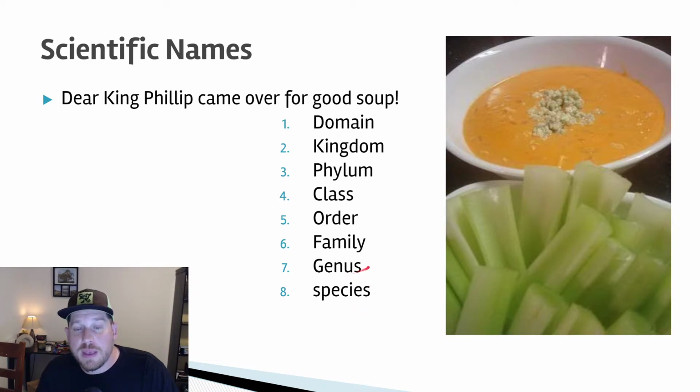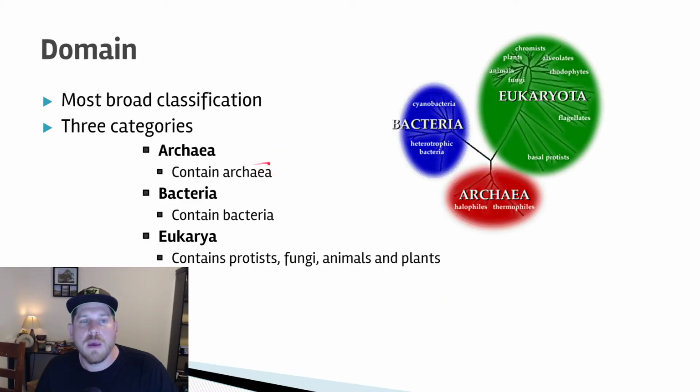But as we now move up, what we are doing is getting broader. So domain is the broadest way that we can classify an organism. Kingdom is going to be more specific, phylum more specific, all the way down to the most specific, species. Get it? Specific species. It's right there in the name. So let's just break these down a little bit.